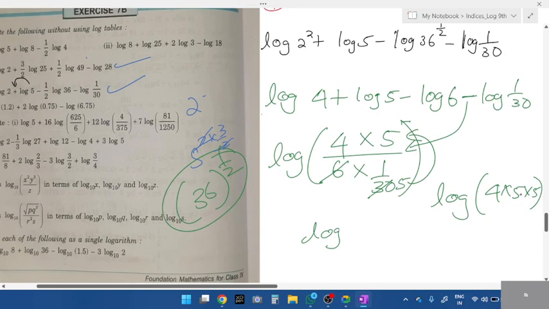What is 4 into 5? 20. 20 into 5? 100. What is log 100?